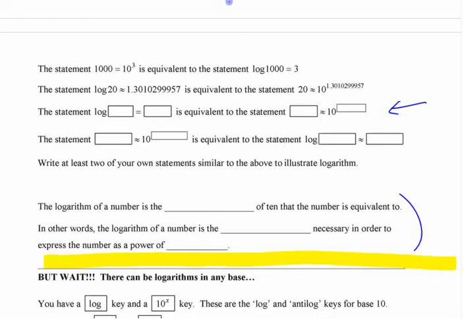If you didn't write something nice up in the box up above, you could fill this in here, right? The logarithm of a number is the power of 10 that it's equivalent to. In other words, the logarithm of a number is the exponent necessary in order to express the number as a power of 10.